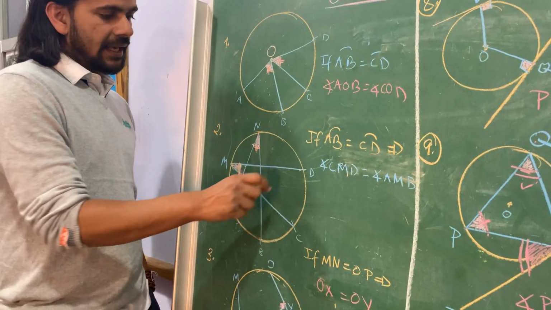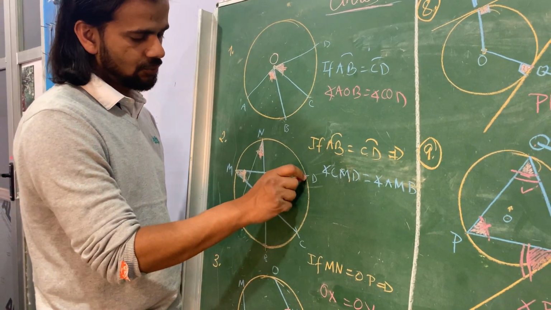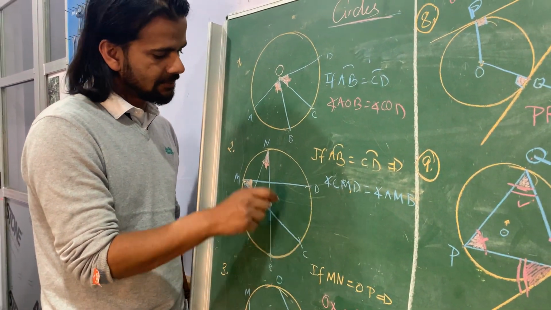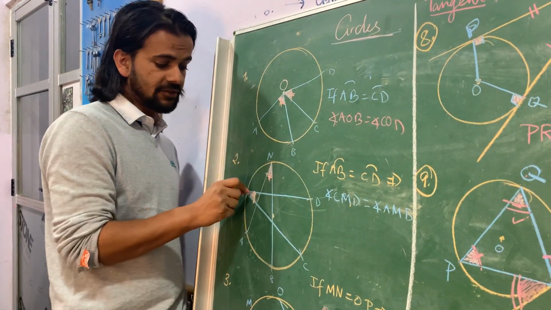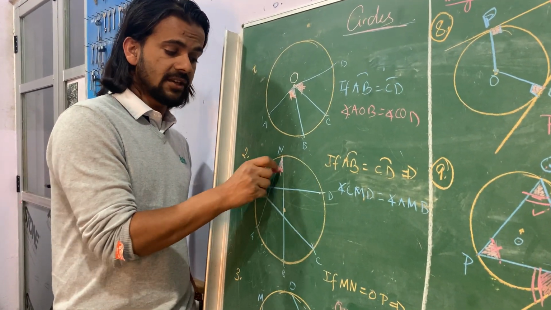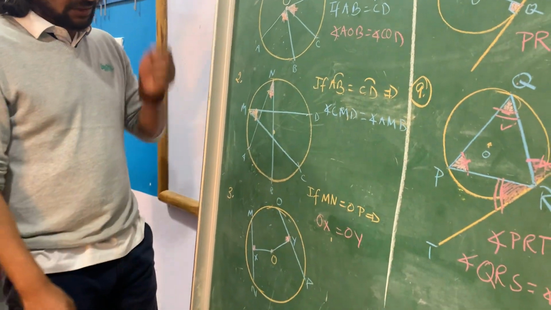Similarly, if the arcs are equal, here I'm taking two arcs AB and CD to be equal, the angle subtended by these arcs at the circumference now. It was at the center, now at the circumference. They are also going to be equal. Okay? And then let's move on to the third.